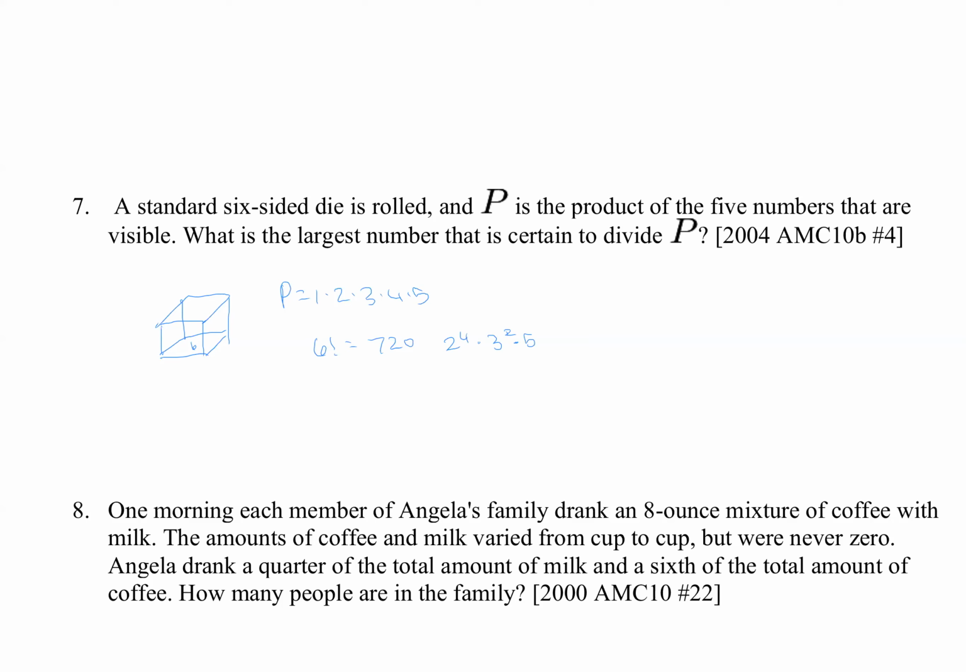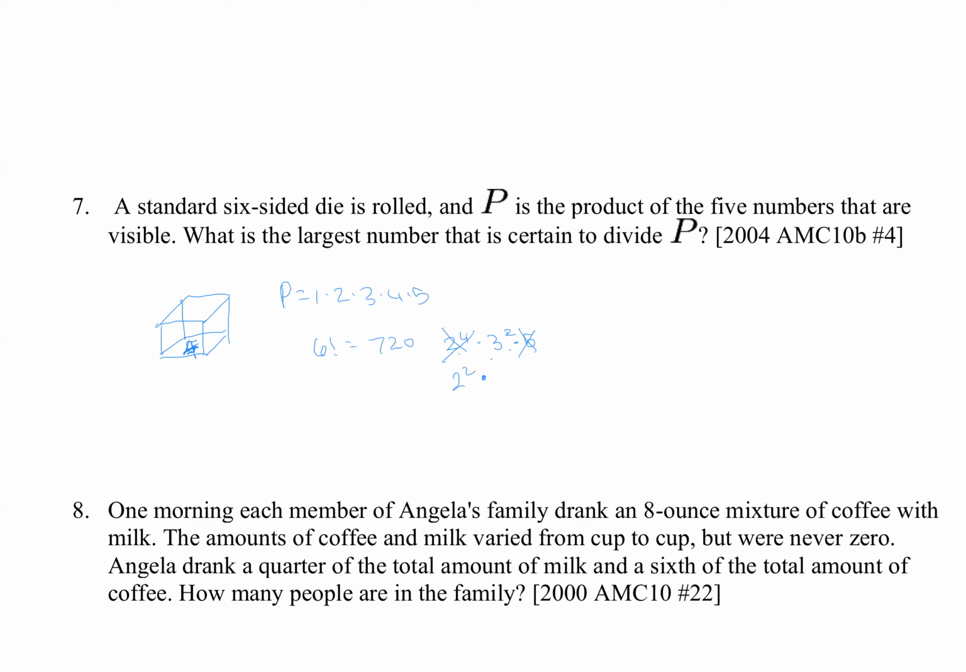Okay, however we know that this has to land on one of the numbers. So if it landed on 5, then it would just be 2 to the 4 times 3 squared times 1, right? Because there would be no multiple of 5. So we can't include the 5 as certain to divide P. So then let's say that we landed on 4, right? If we landed on 4, then we would only have 2 squared, not 2 to the 4th.